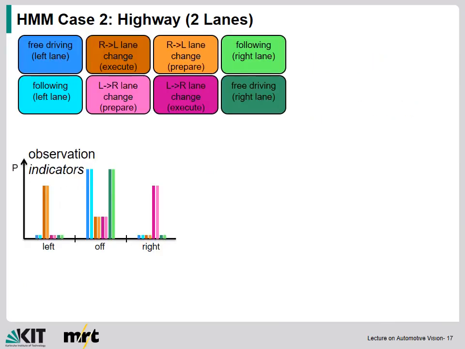For instance, in the highway driving scenario, the indicator lights are very much relevant to be able to distinguish lane changes from non-lane changes. And of course, if we are in a lane change state, it is much more likely that the indicator lights are switched on than if we are in a non-lane change situation. So we could have three possible observations for the indicator lights. The indicator lights might be switched off, or they might be blinking left or blinking right.